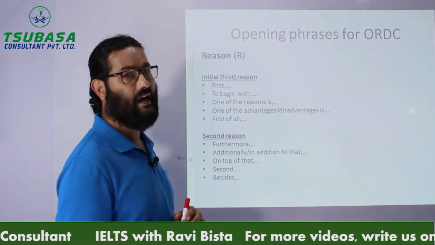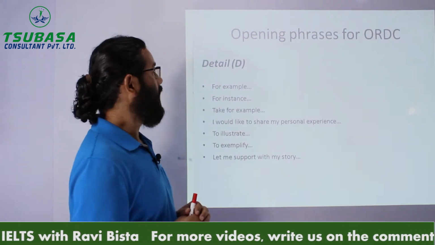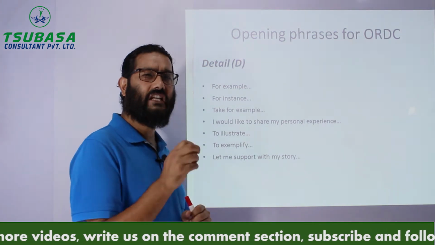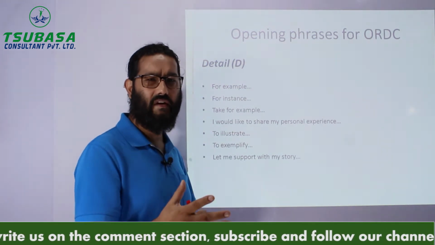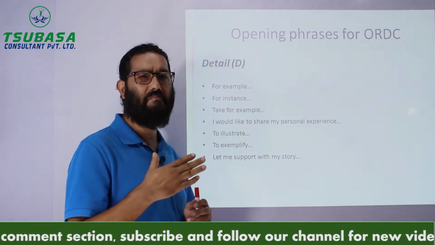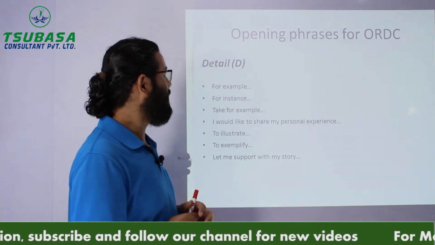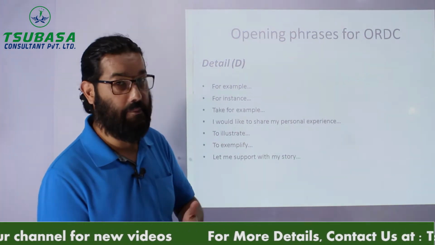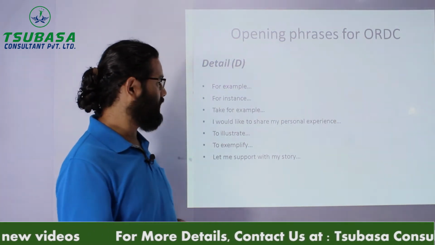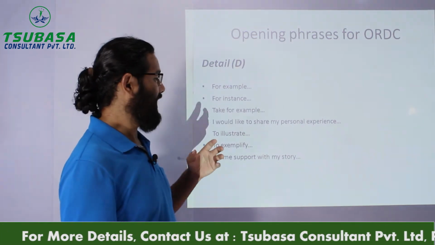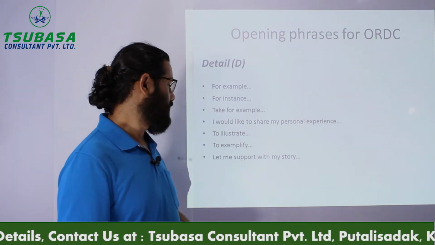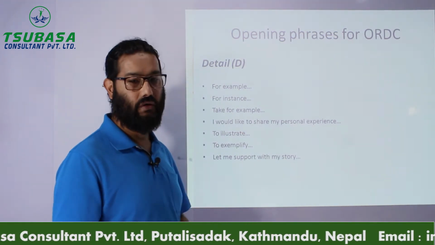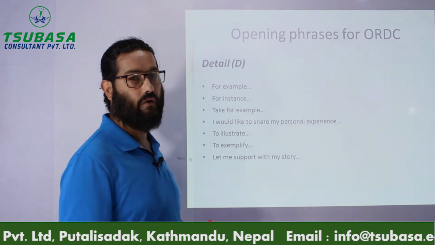Now let's go with, how do you provide details? Okay, now detail is something that could be your logical way of explaining things, or you could just give a story or your experience. You could make up a story. So that's what it means by detail. Now, when you give a reason, you got to support that. You could say, for example, or for instance, take for example, I would like to share my personal experience to illustrate, to exemplify. Let me support with my story. So these are the phrases for detail.